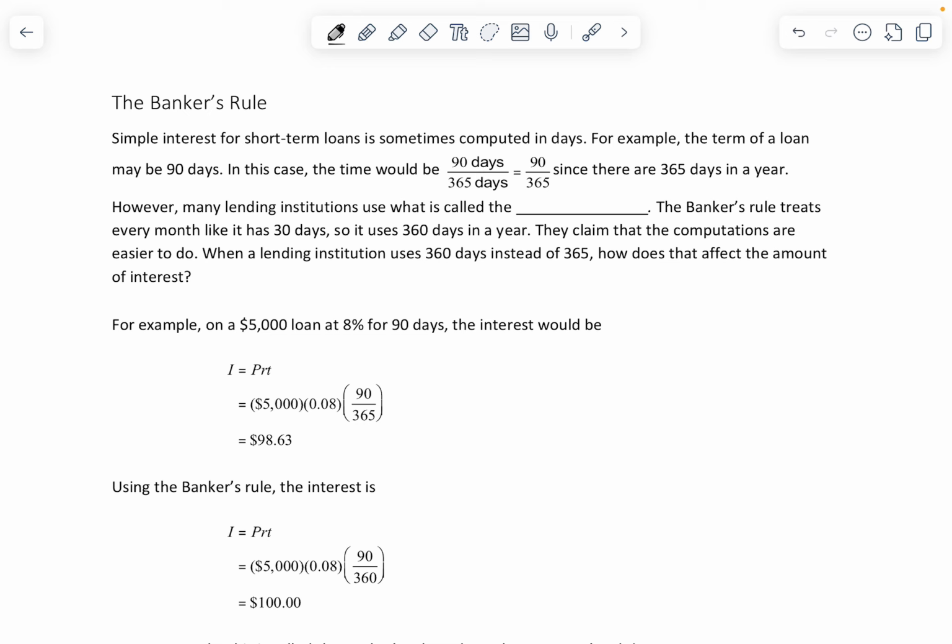However, many lending institutions use what is called the banker's rule. The banker's rule treats every month like it has 30 days. So it uses 360 days in a year. They claim that computations are easier to do. When a lending institution uses 360 days instead of 365, how does that affect the amount of interest? Well, let's check it out.